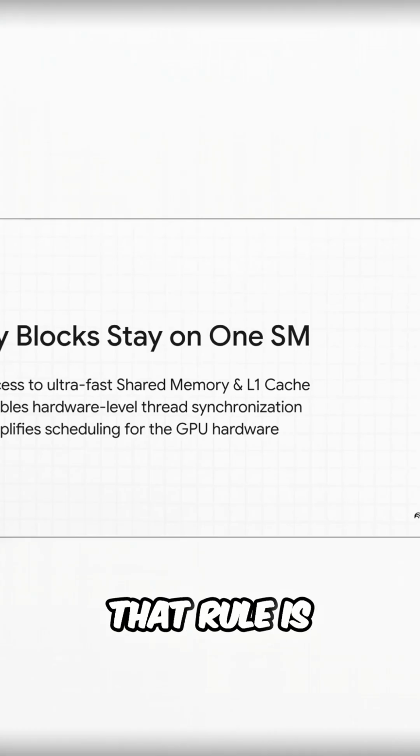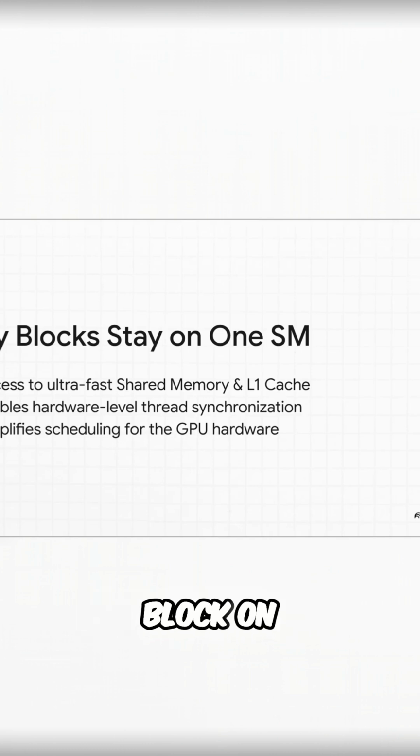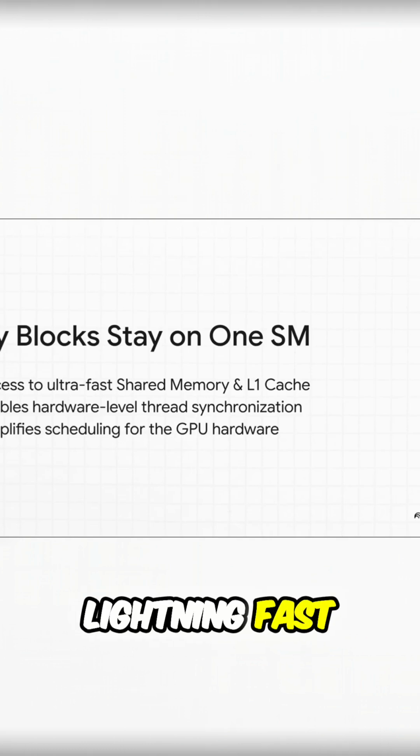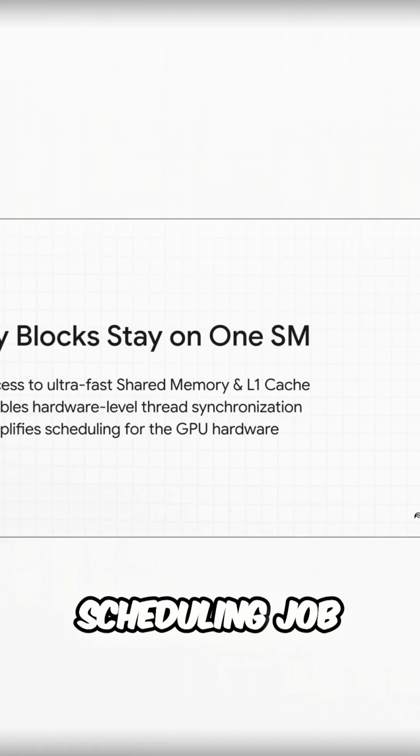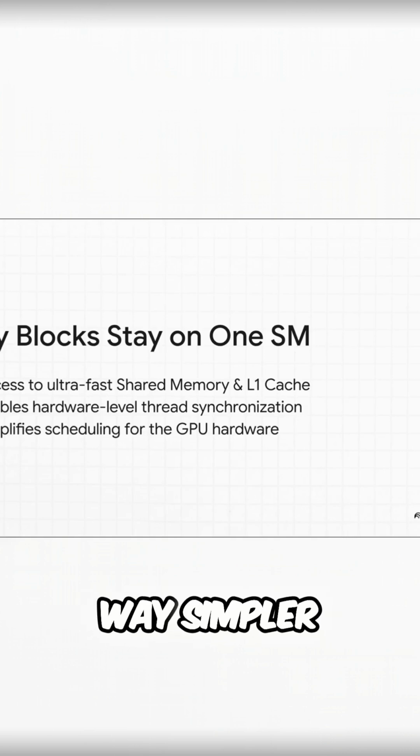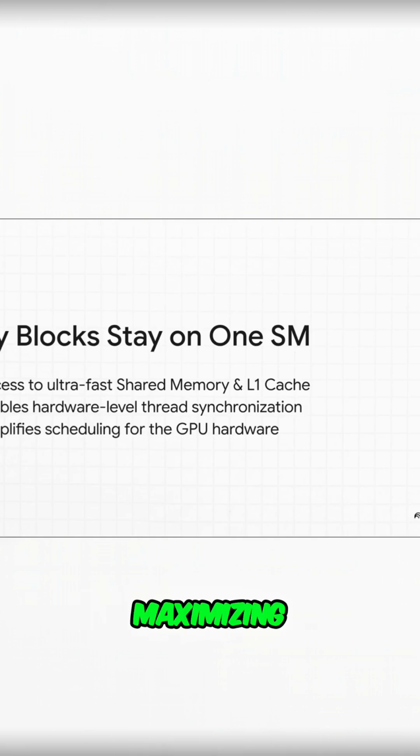So this is why that rule is so important. Keeping a block on a single SM guarantees three things. They get access to that lightning-fast local memory, all the workers can coordinate with each other basically instantly, and it just makes the scheduling job for the hardware way, way simpler. It's a design choice that is all about maximizing speed.